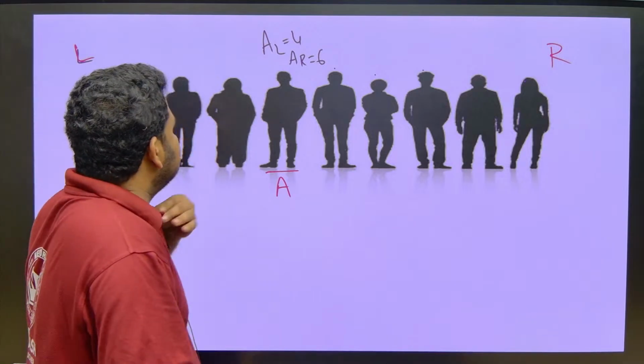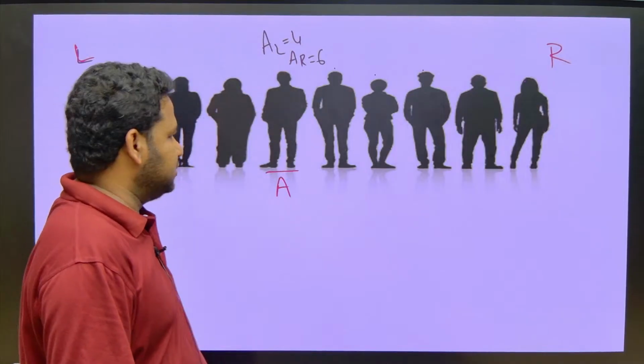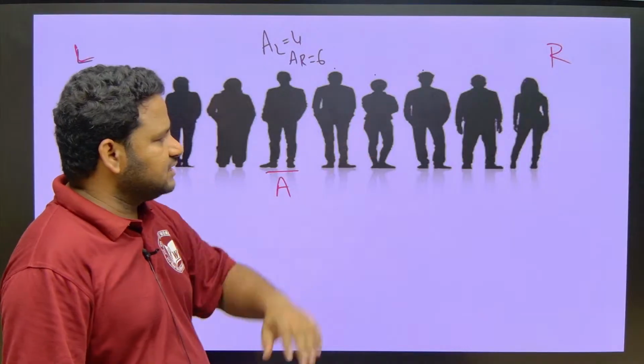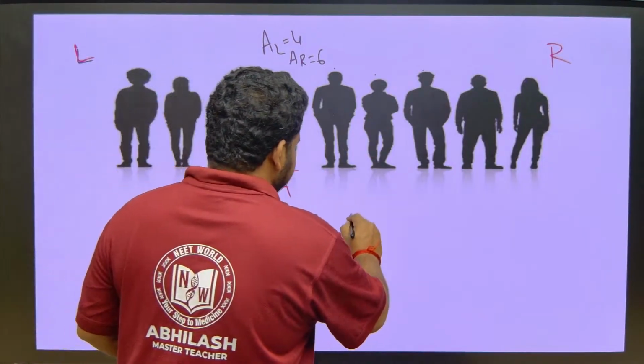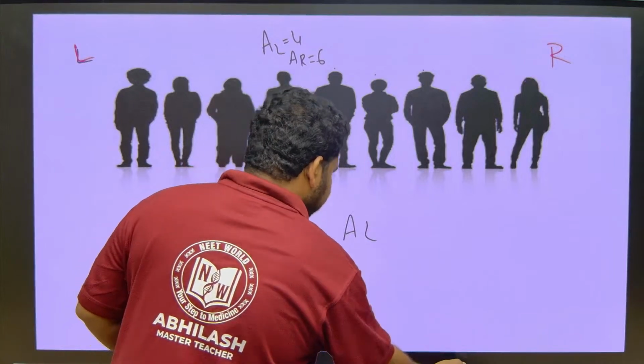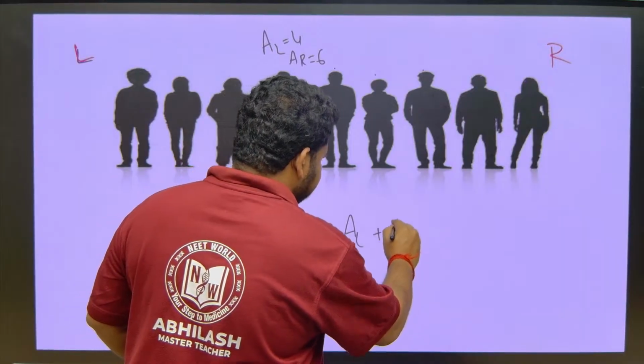So, from the left side, A is in the fourth position. From the right side, A is in the sixth position. So, how many total persons are there here? If I want to find the total number of persons, what can I do? I can write it as: Total is equal to A left plus A right.